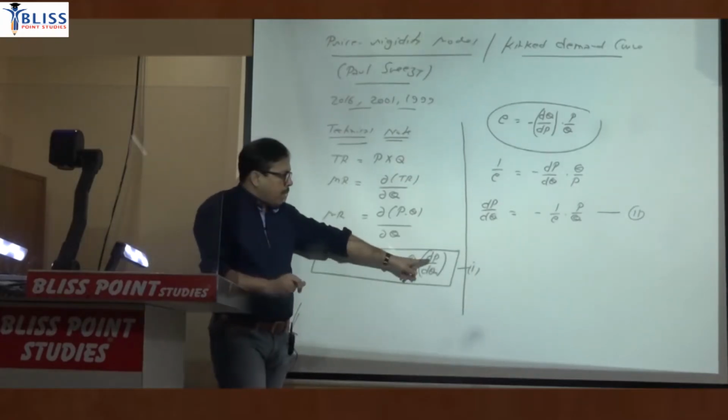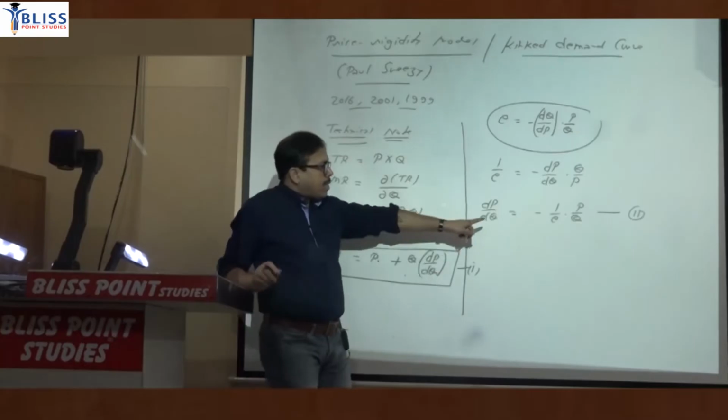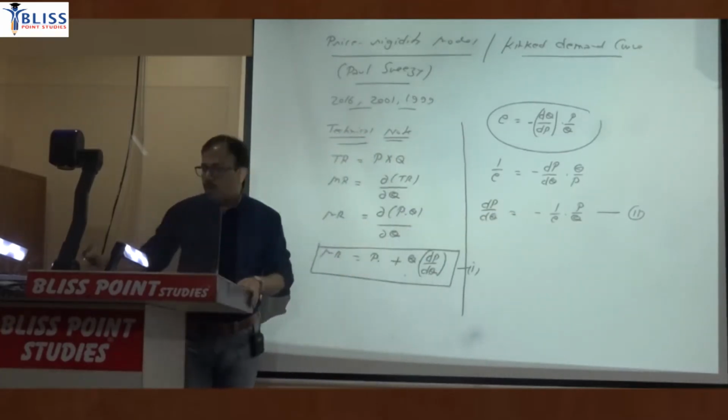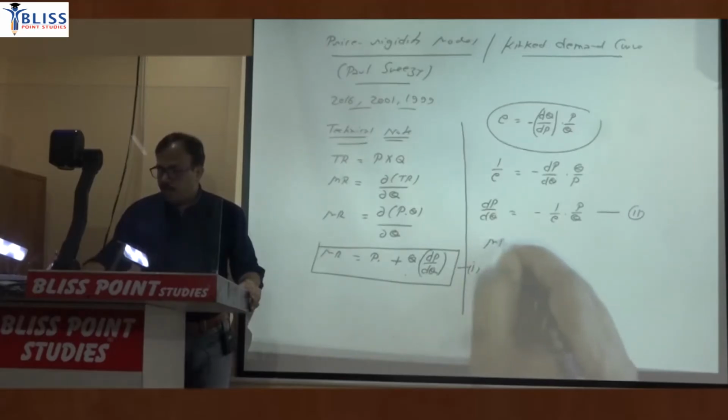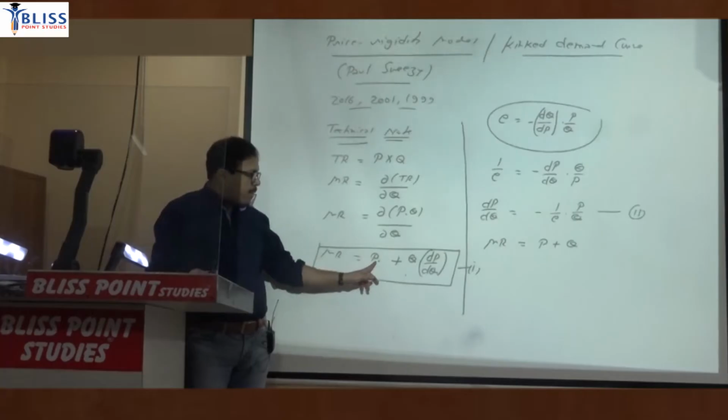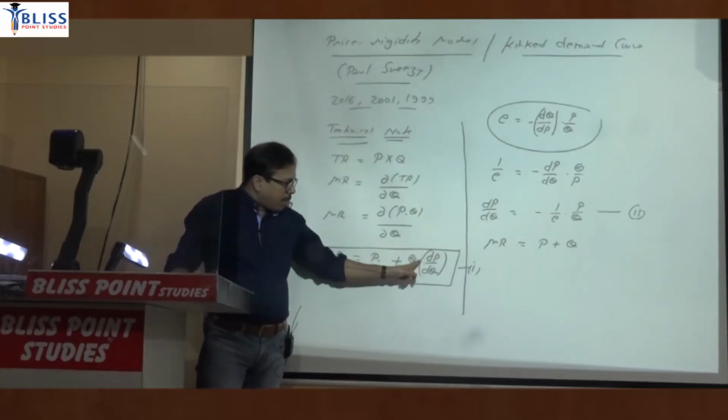So in place of this dP/dQ, now you can write this term. So you can write MR equal to P plus Q. So you have written P plus Q, and now in place of dP/dQ, what you will write?